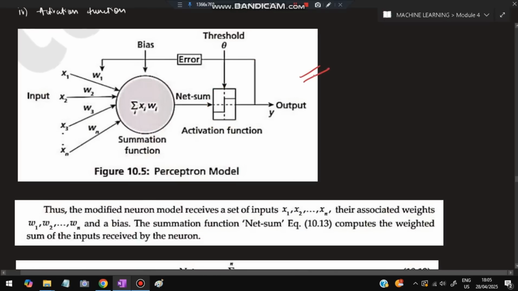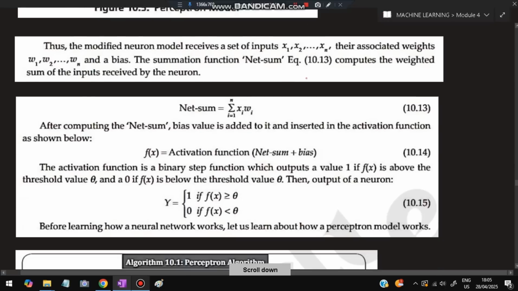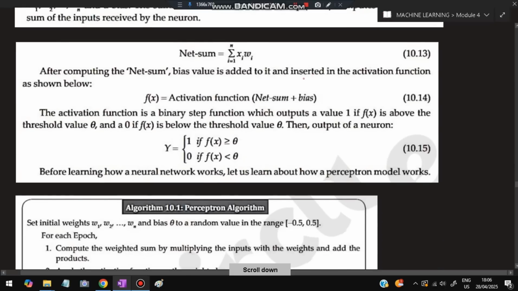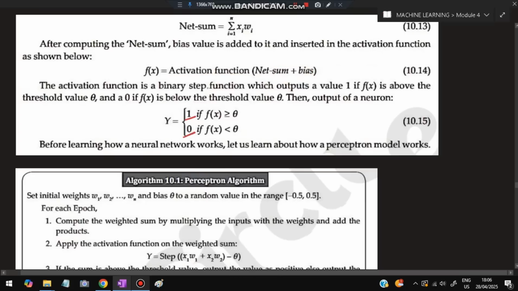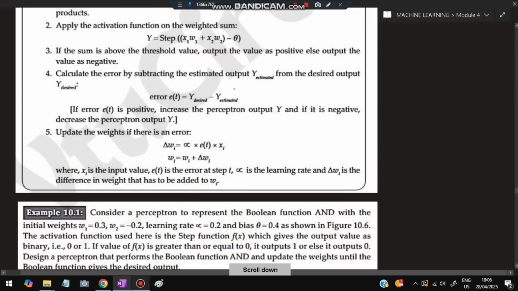This is the model of the perceptron. This is a very important diagram. Next we have the formula. This formula will be used to calculate the net sum. The activation function works on the value of the net sum and bias. We will finally get 1 or 0 as the answer. Let's understand this using an algorithm and an example.